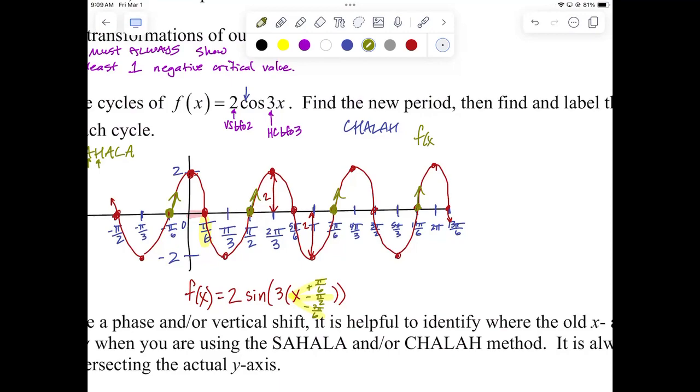F of x would equal, let's use silver here. F of x is going to be, the 2 is going to stay the same. It's still cosine. It's still 3, but now I got to shift over to another cosine point. Cosine starts high. We have 2 pi thirds starting high, 4 pi thirds starting high, 2 pi starting high. Let's shift all the way over to 2 pi. Let's start high at 2 pi.